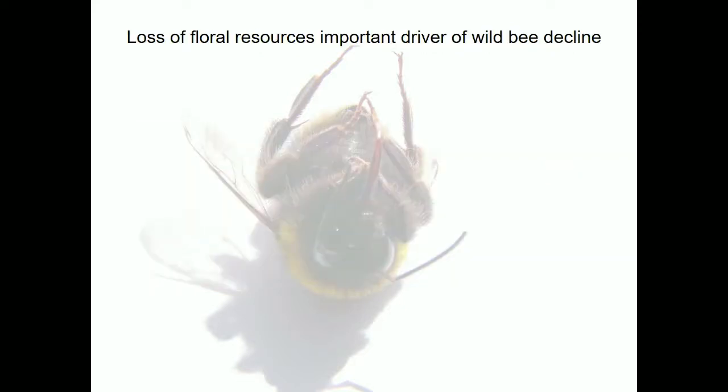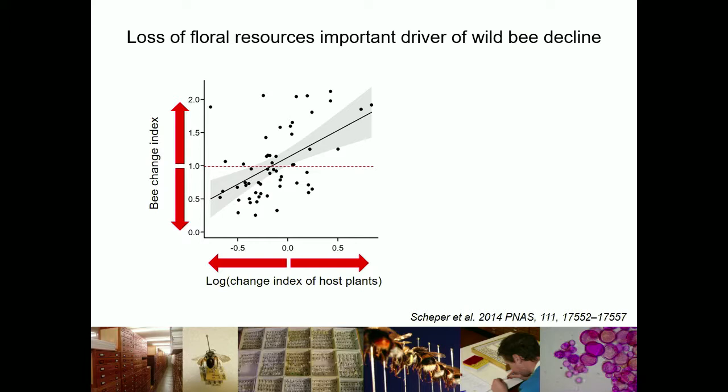So it's generally assumed that these drivers, land use change and agricultural intensification, mainly impact bees through the loss of their floral resources. But this has never been tested. So what we did was we went into museums and collected pollen. We scraped them off the legs and stomachs of bees, and we analyzed the pollen content of the plant species composition in pollen loads of different bee species.